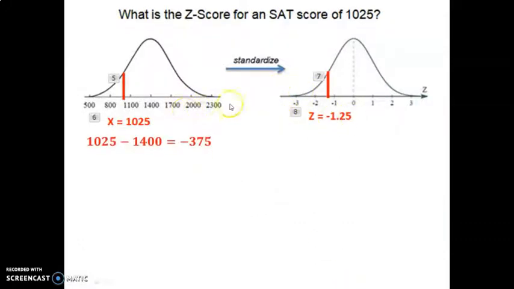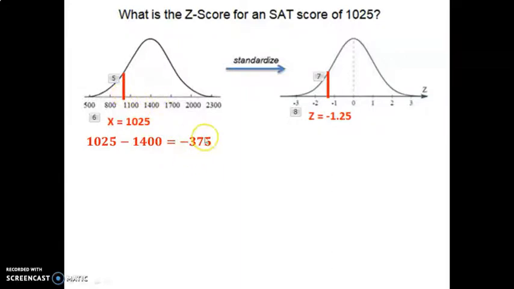Now I want you to think of this one like this. To get that 1,025, I was thinking, how far is 1,025 from the mean? Because the z value represents how far we are from the mean, how many standard deviations from the mean. So how far are we? We can subtract those two values, and we know that we're negative 375 from the mean.